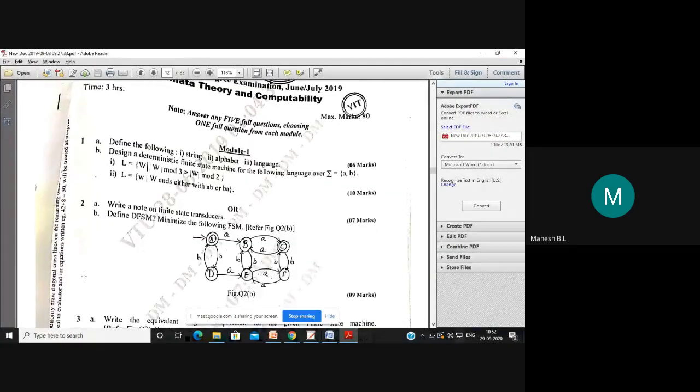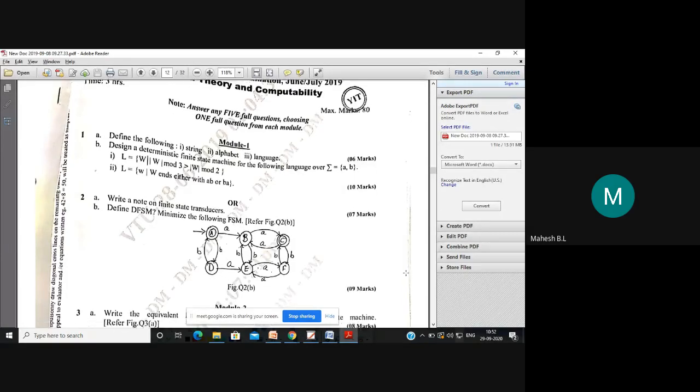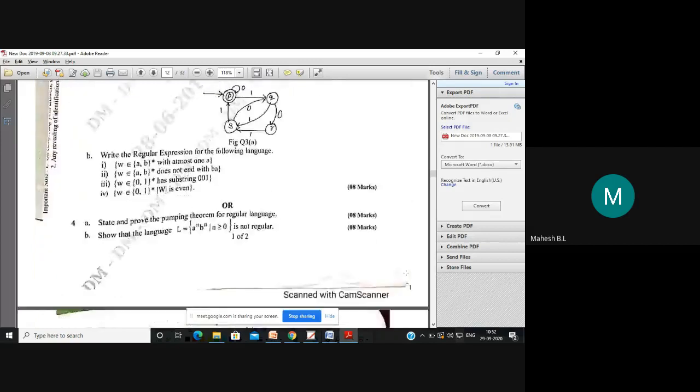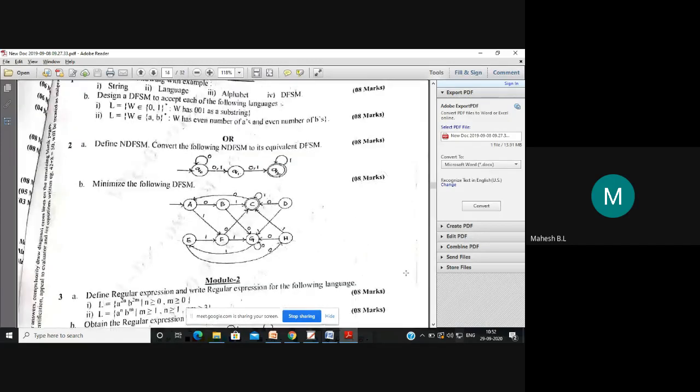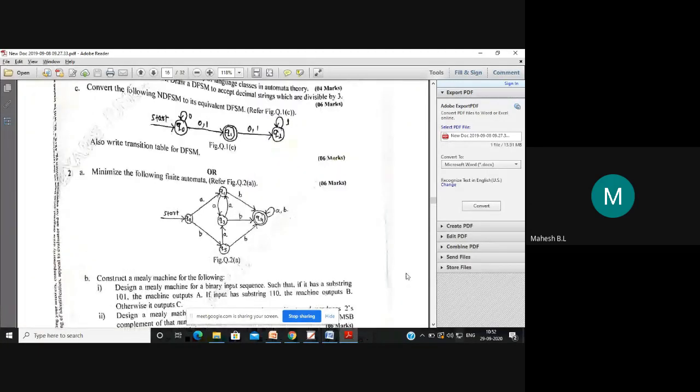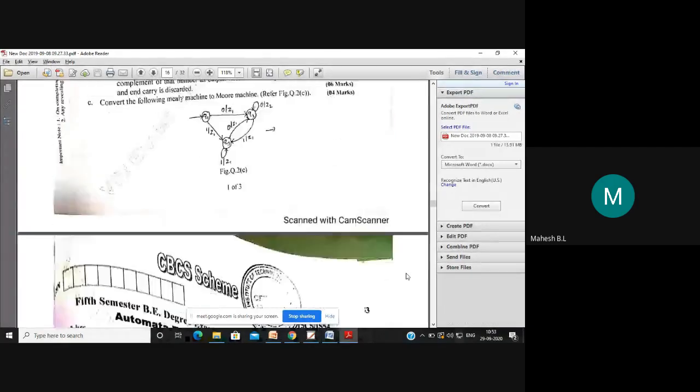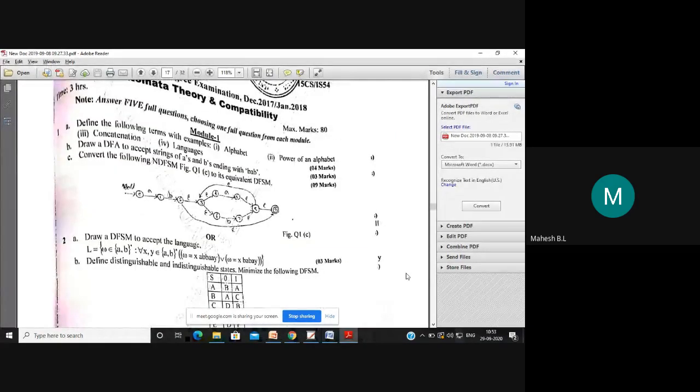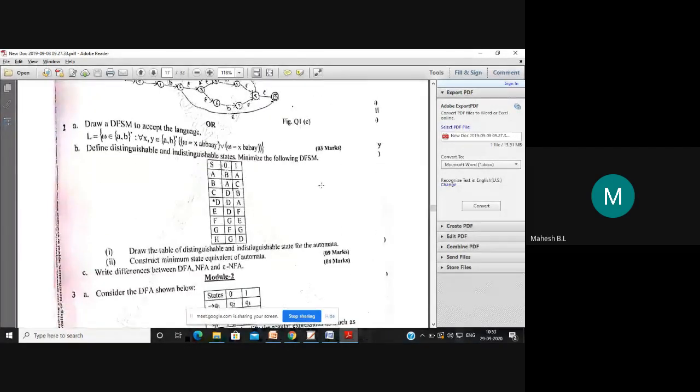See here in the question paper, one question is there. You can try to solve this, minimizing the DFSM. See here, one more is there, minimize DFSM. Minimize this one we considered just now. See the question: define distinguishable and indistinguishable states, minimize the following DFSM. For the DFSM, they have given the transition table itself. No diagram is given. Directly they have given the table.